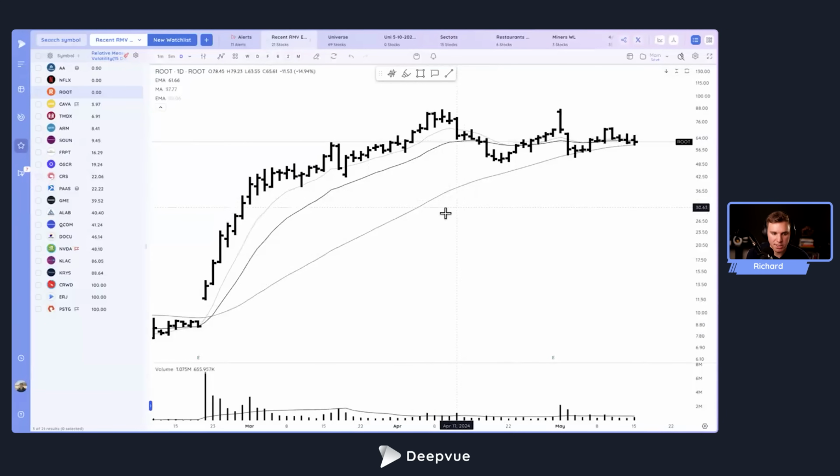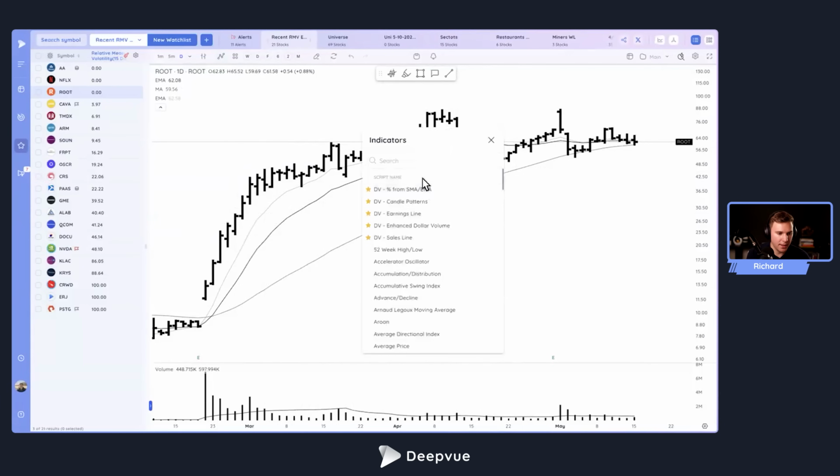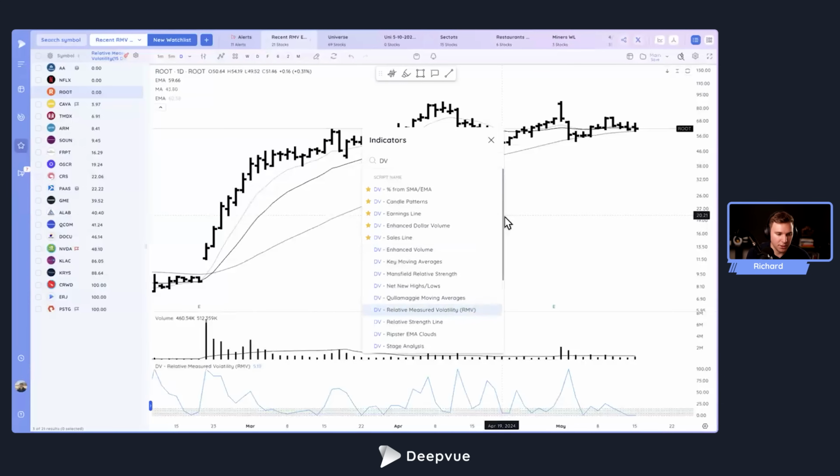So say we just have price and volume, whatever moving averages you want. In Deepvue, to set up an added indicator, you want to click this icon here, and then you can search for relative measured volatility right off the bat, or what I like to do because I'm lazy and I don't want to type all that, I just type in DV, and this brings up all the specific indicators that we've added to the platform. Then I find relative measured volatility and load that up.